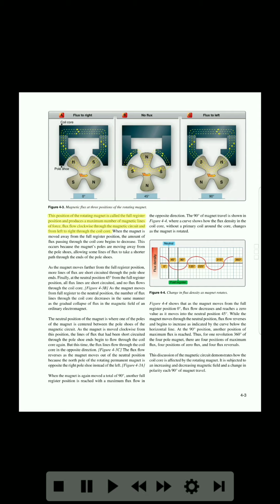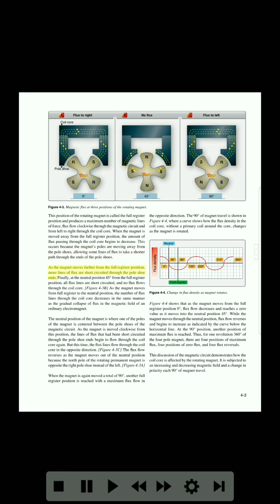This position of the rotating magnet is called the full register position, and produces a maximum number of magnetic lines of force, flux flow clockwise through the magnetic circuit and from left to right through the coil core. When the magnet is moved away from the full register position, the amount of flux passing through the coil core begins to decrease. This occurs because the magnet's poles are moving away from the pole shoes, allowing some lines of flux to take a shorter path through the ends of the pole shoes.